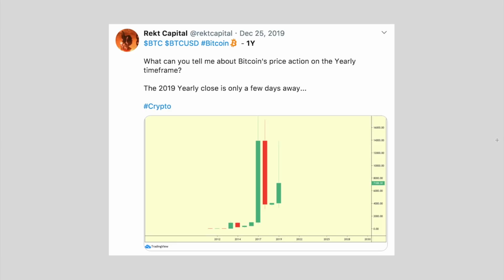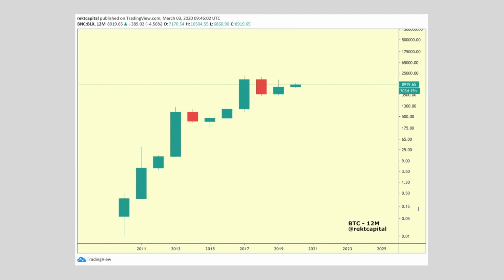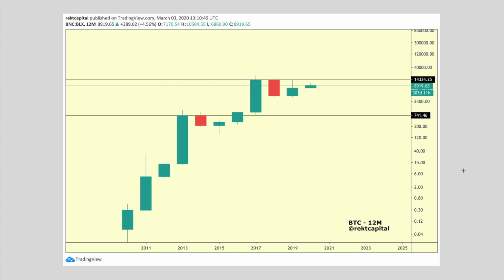This entire candlestick analysis on the yearly time frame started for me on December 25th, 2019, where I was looking already at the candlesticks on the yearly time frame. But of course, this was the normal chart, not the log chart, so we couldn't really see anything here. So this is going to be the log chart. We can already see a few patterns. So let's have a look here first at the key resistances.